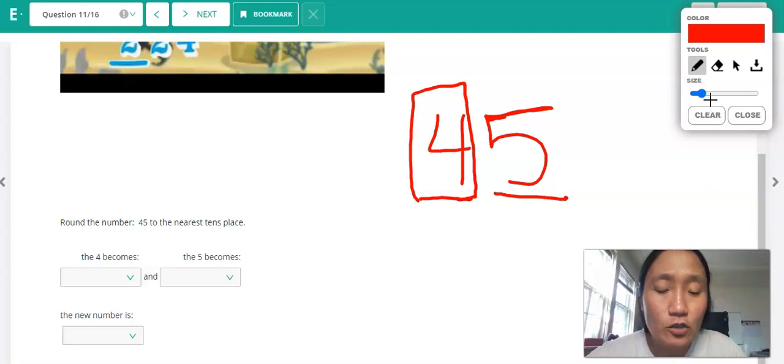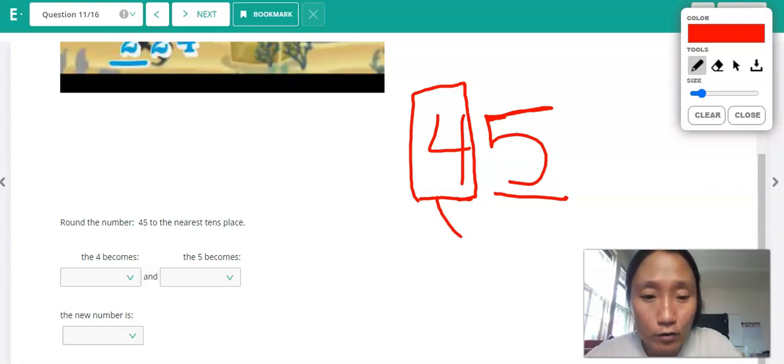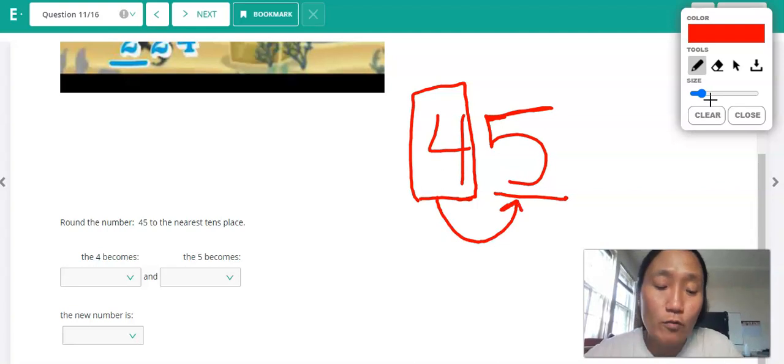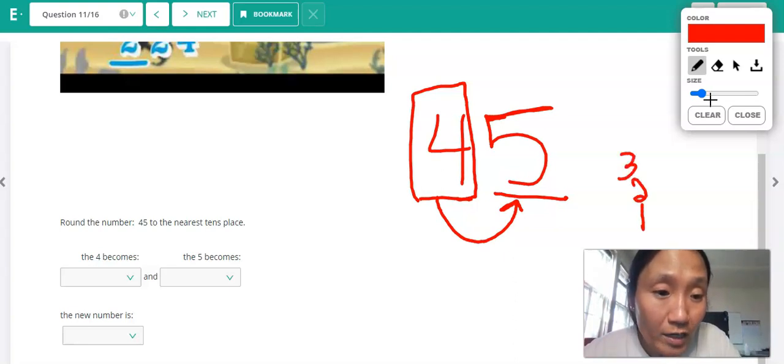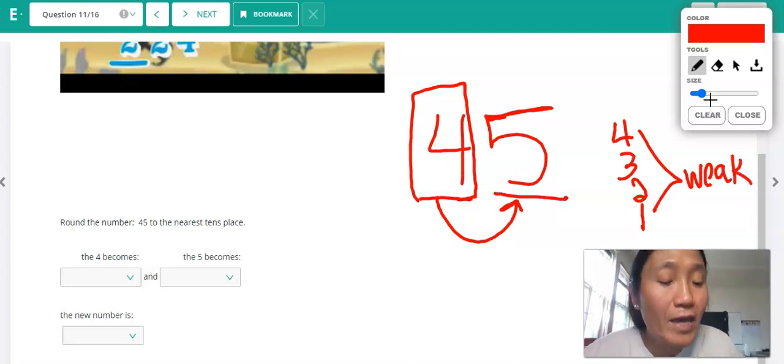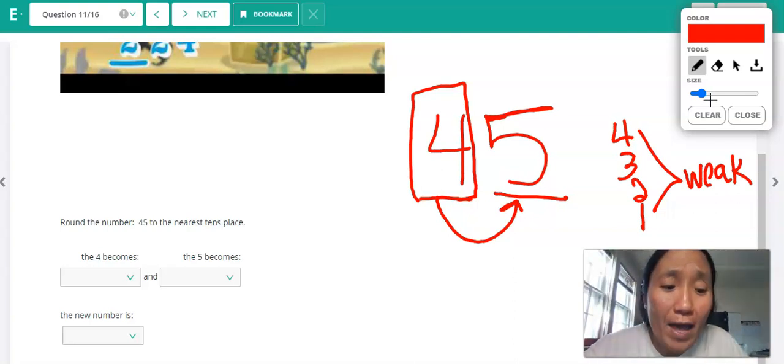Then you need to look at the neighbor. This is where you ask yourself, is the number on the right-hand side strong or weak? I always think about it as strong or weak because I can picture it better. If it's 1, 2, 3, 4, I always think weak. If you're weak, you can't help. You won't be able to do anything. All you can do is say, I'm weak, I can't help you, I gotta go away.